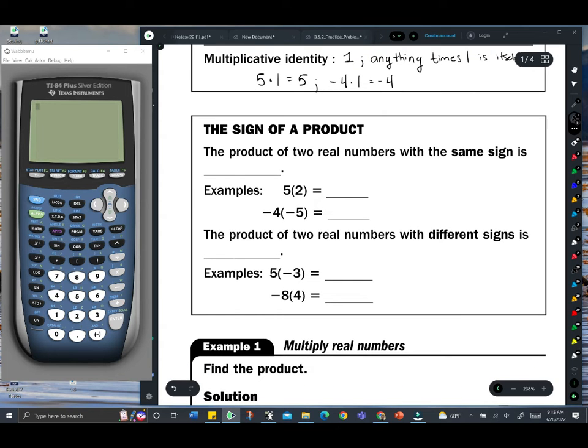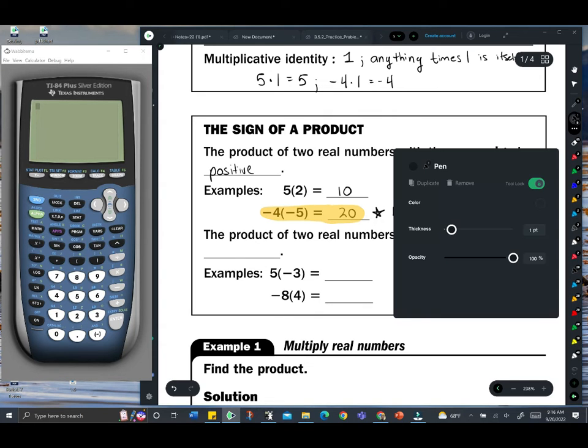When it comes to multiplying, the product of two real numbers with the same sign is positive. So it's always going to be positive. For example, 5 times 2 is positive 10. Negative 4 times negative 5 is also going to be 20. The big thing: negative times a negative is positive. If you didn't know that already, there it is. Key thing to pick up.